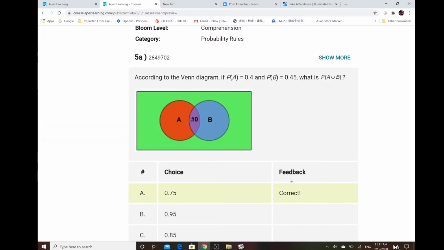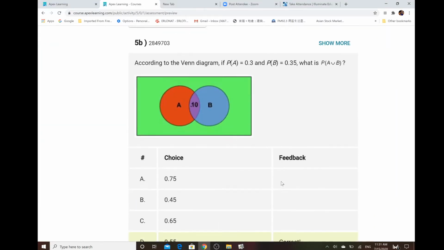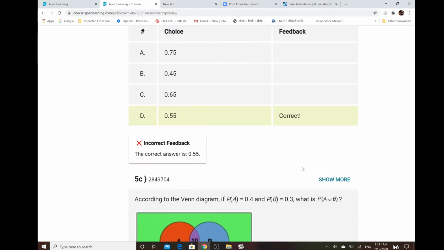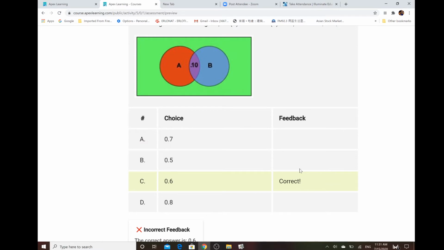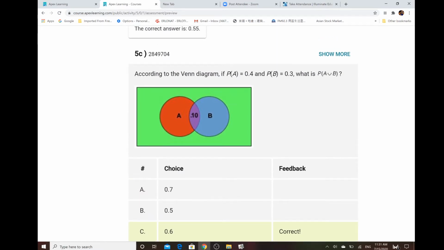Okay, and the next one is quite similar. So this one, finding the probability: 0.3 plus 0.35 is 0.65, minus 0.1, which is 0.55. And the other one is also quite similar, finding the probability of event A union event B. Anytime you see the Venn diagram asking about the union, always subtract the part that they share in common.